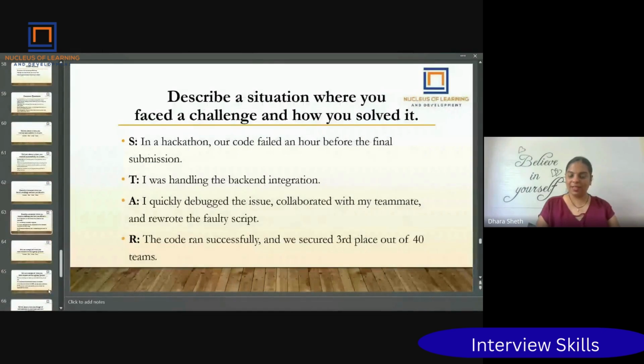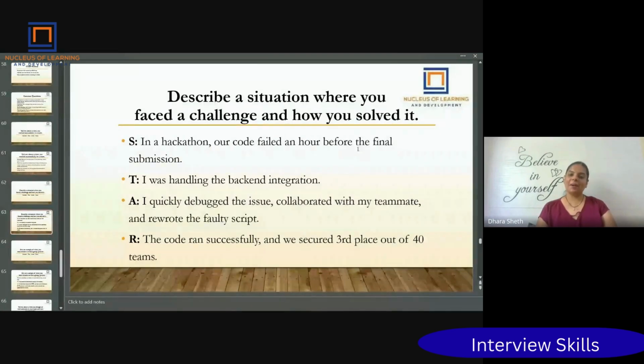An example of describe a situation where you faced a challenge and how you solved it. In a hackathon, our code failed an hour before the final submission. Or if it's a business case study, we were supposed to prepare this, but one of our teammates was not well and we couldn't do it, or due to some XYZ reason. During COVID, a lot of students had situations where their projects and internships were hanging in between.